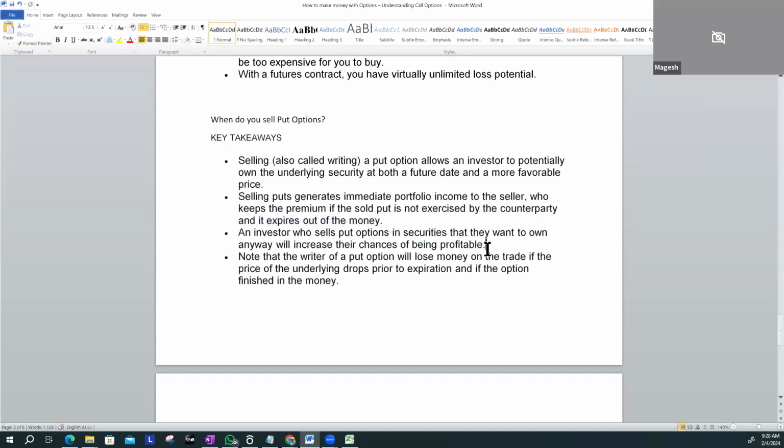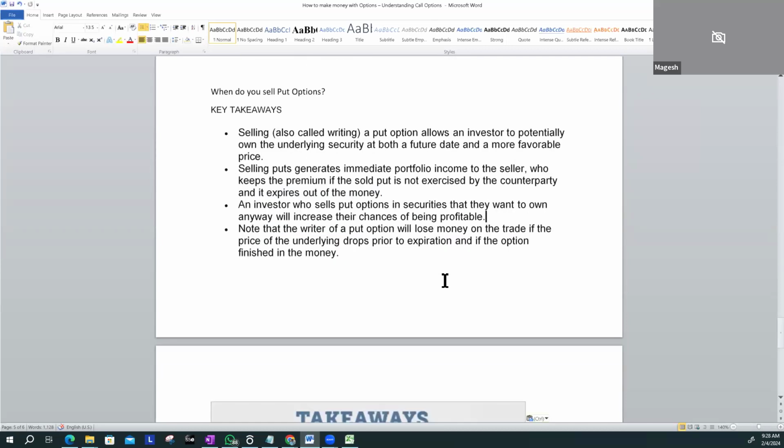So if you're determined to buy Apple, then using this strategy, you are in a win-win situation. Either you get $500 at 11% effectively, or you get Apple at 175, $10 below this price. So it's a win-win situation if you're determined to buy Apple.